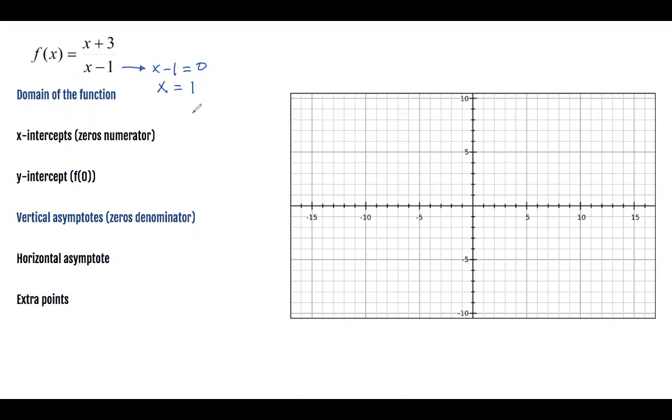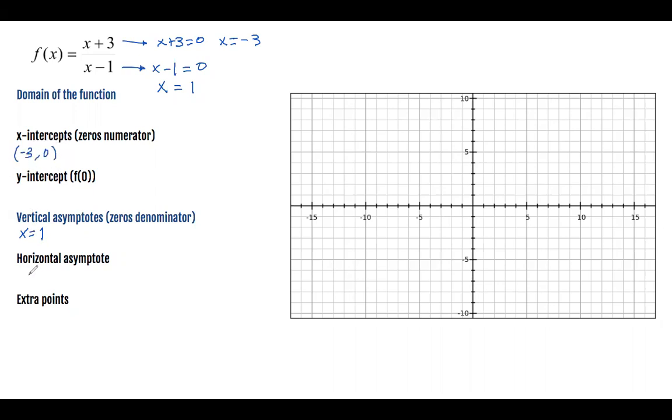1 is the value that would make that denominator 0. So the vertical asymptote is x = 1. To find the x-intercepts, you're going to use the numerator and you're going to get x is equal to -3. So the x-intercept is going to be -3, 0.